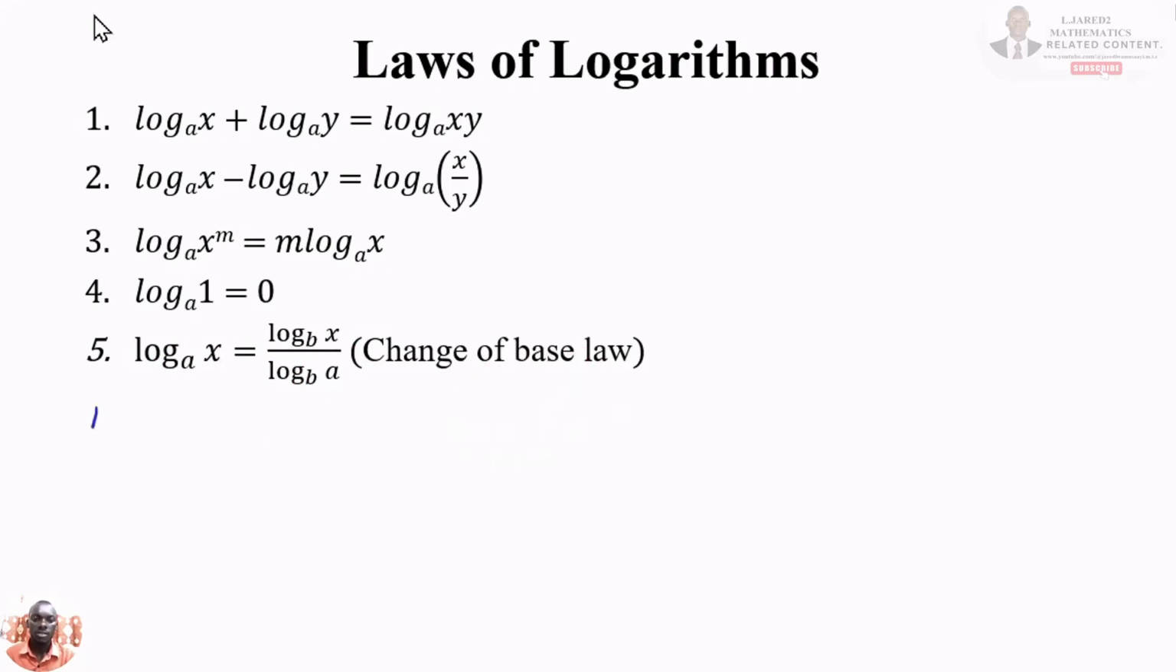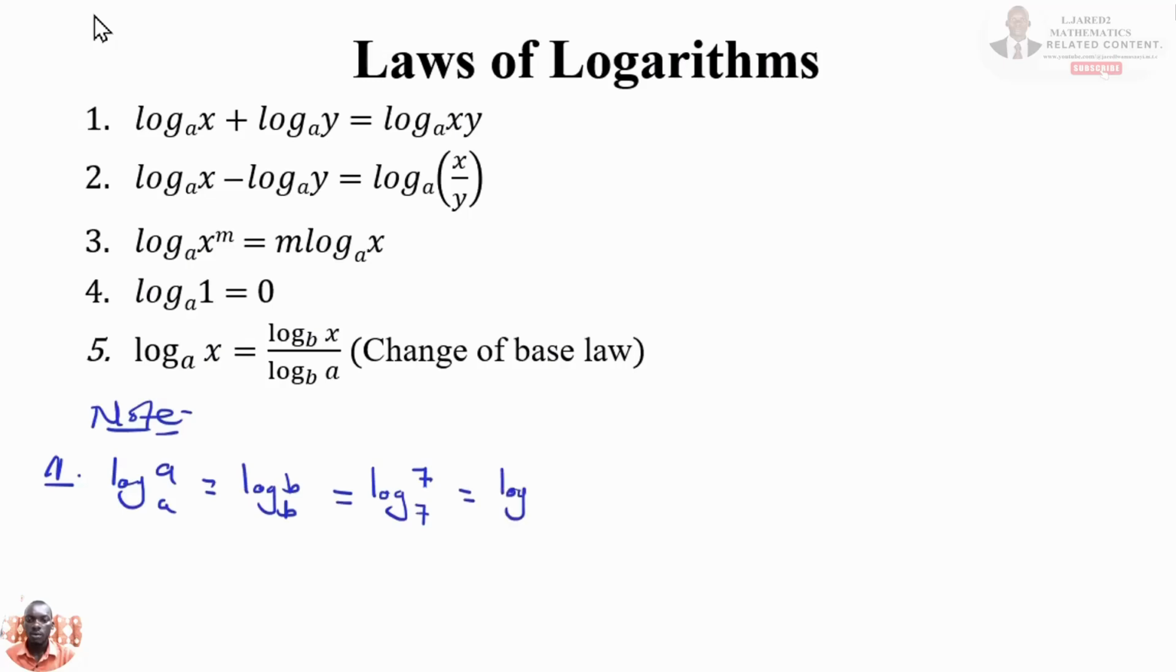It's also important to note the following. You can have one, that if I have log of a to base a, is the same as having log of b to base b, and it's also the same as having log of 7 base 7, and the same as having log of 10 base 10, which gives us a 1. So if I have the number of the log the same as the base of the log, automatically the answer becomes a 1.